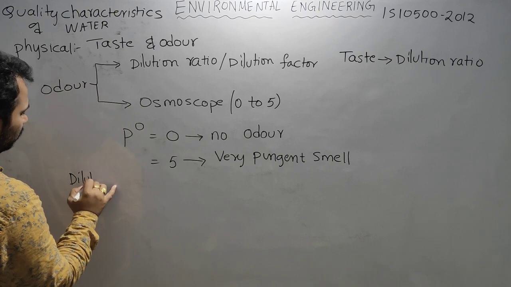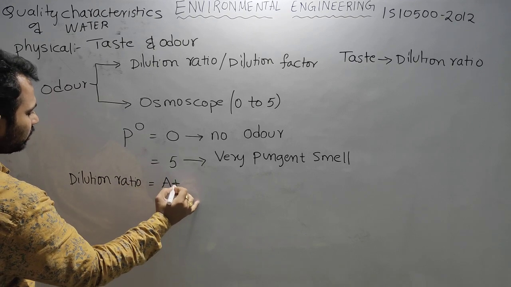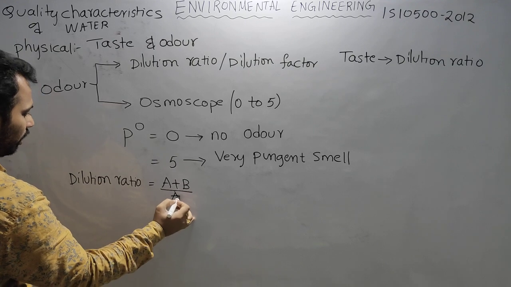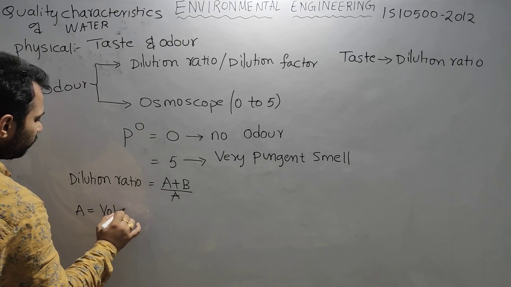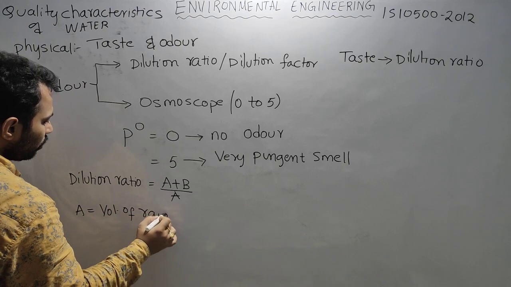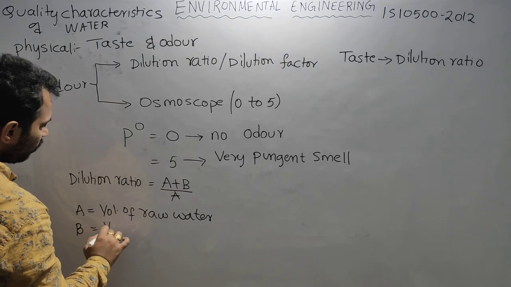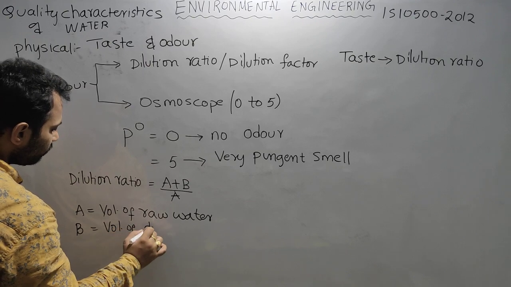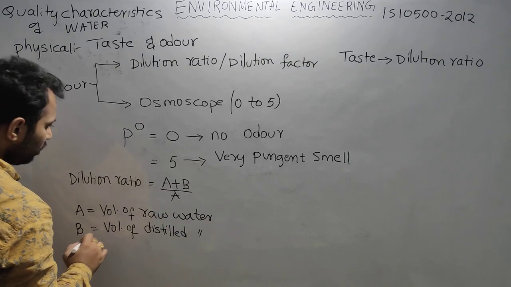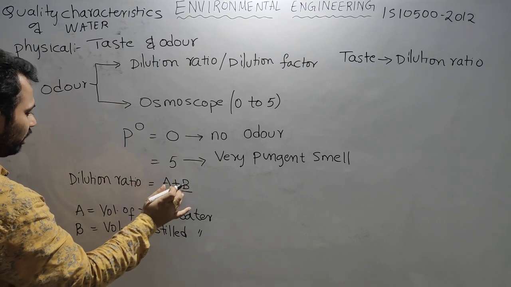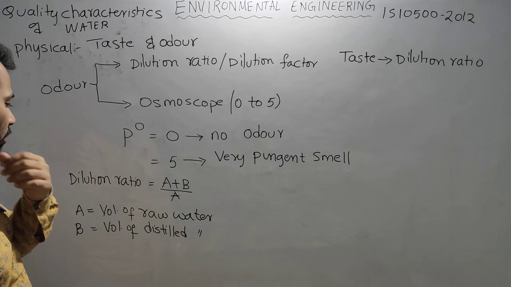Dilution ratio is equal to A plus B by A. It is given like a formula, A plus B by A, where A is the volume of raw water and B is the volume of distilled water. That is, volume of raw water plus volume of distilled water, divided by volume of raw water.